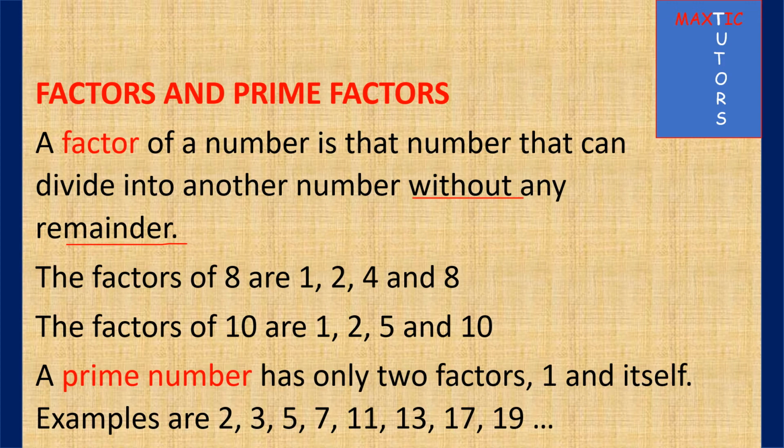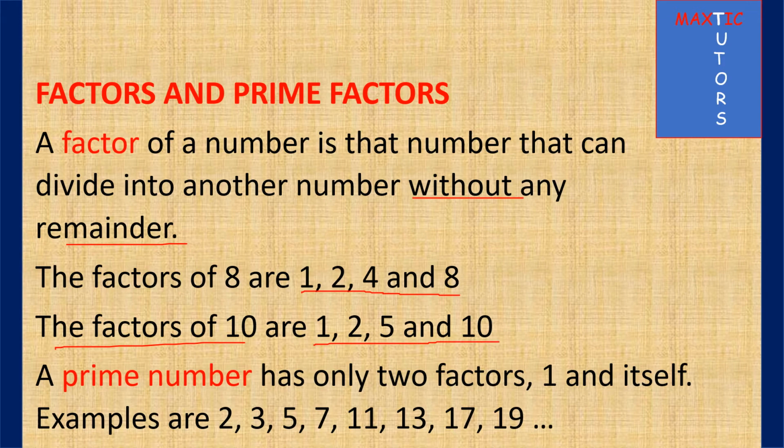So let's look at the factors of 8. The factors of 8 are 1, 2, 4 and 8, because 1 can go in 8 times, 2 can go in 8 4 times, 4 can go in 8 2 times, and 8 can go in itself once. So 1, 2, 4 and 8 are factors of 8. They divide 8 without any remainder. What are the factors of 10? The factors of 10 are 1, 2, 5 and 10.